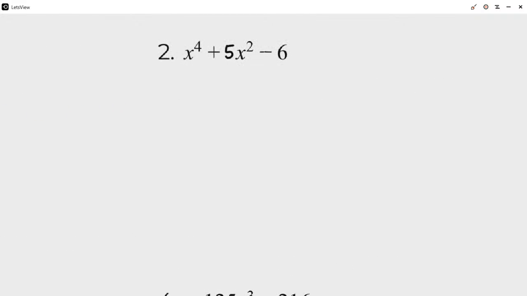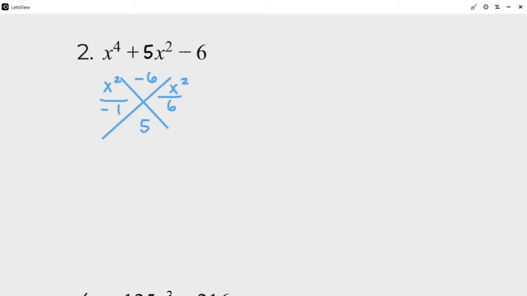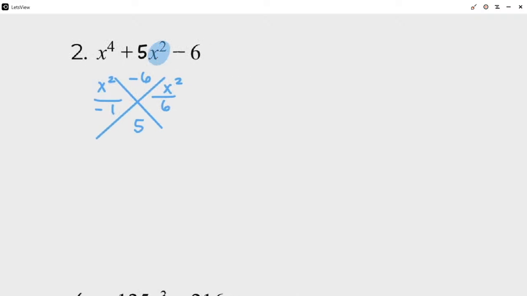Okay, next we have x to the fourth plus 5x squared minus 6. We can solve this very similarly to quadratic equations. We'll draw our x. On the top would be negative 6, and on the bottom is 5. So that's negative 1 and 6. But on the top this time, we're going to put in x squared, because x squared times x squared is x to the fourth. And if it helps, it should always match this middle one.